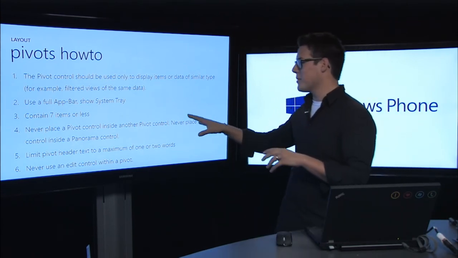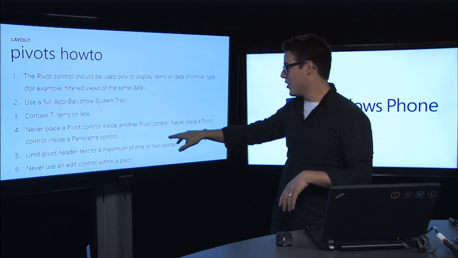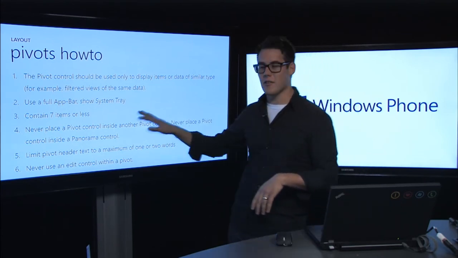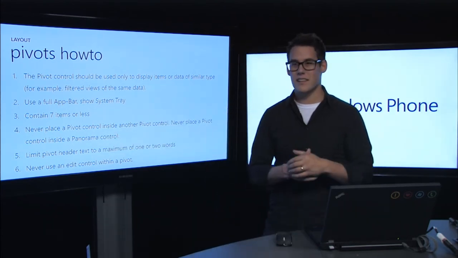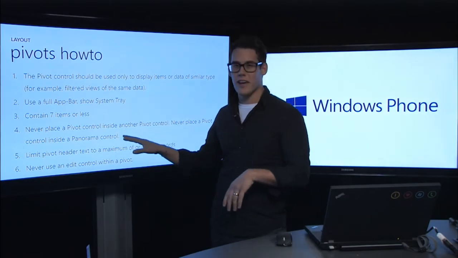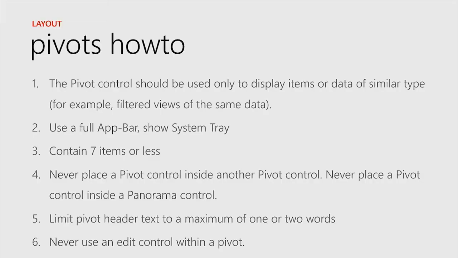Never place a pivot control inside another pivot control, or inside of a panorama control. These aren't meant to be nested. Another thing to note on that, just don't put controls that require gestures inside of them, because they're going to get confusing to the user. They're going to try to use the slider and the pivot will work, or vice versa. They'll be trying to use the pivot and they'll accidentally hit the slider.